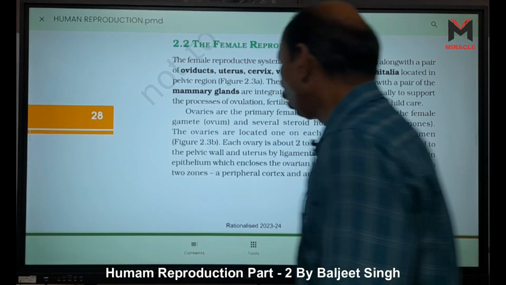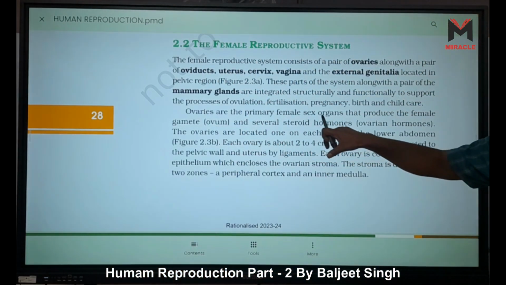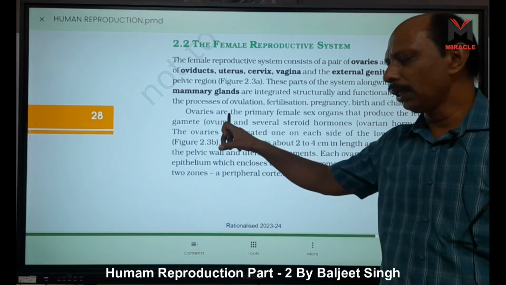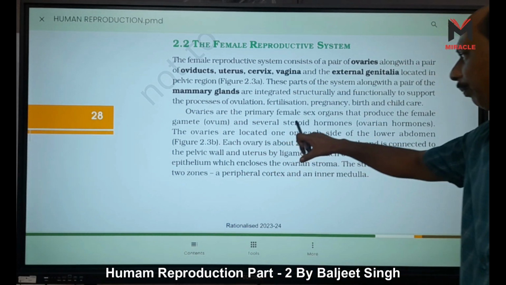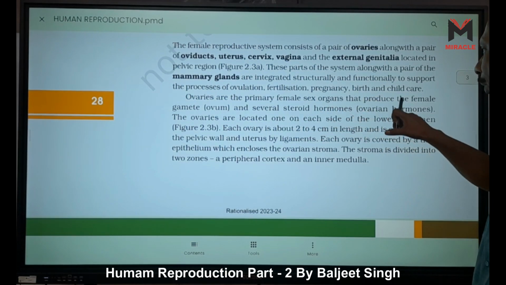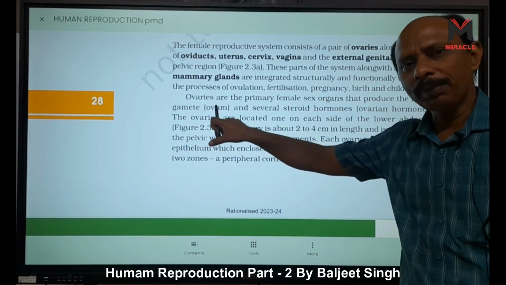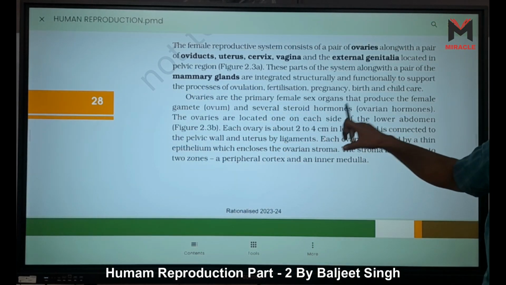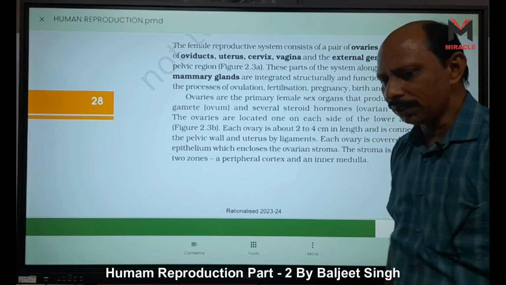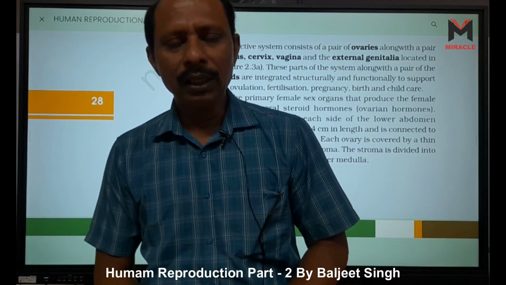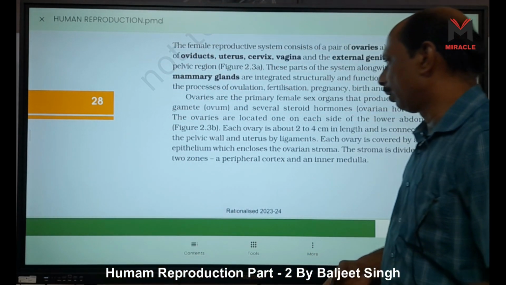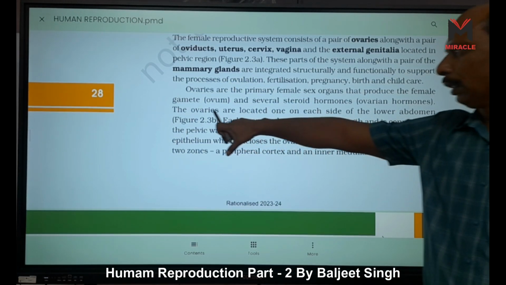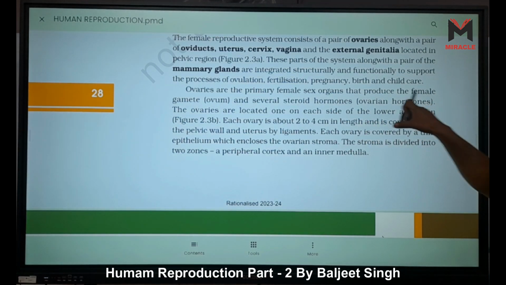Okay. Ovaries are the primary female sex organs. Why are they called primary female sex organs? Because they produce female gametes, and this female gamete is called the ovum in women. They also secrete several steroidal hormones, for example estrogen and progesterone, which are released from the ovary and are together called ovarian hormones.